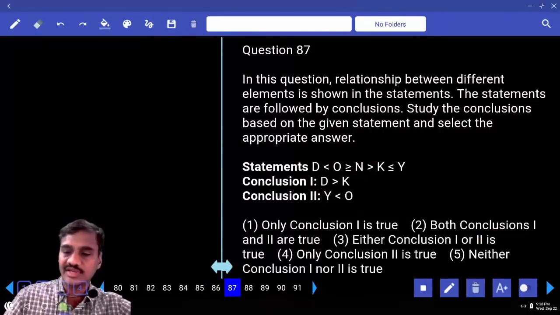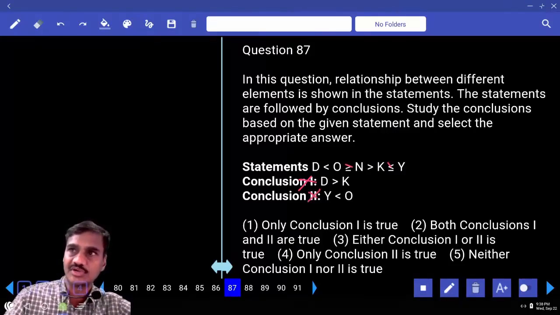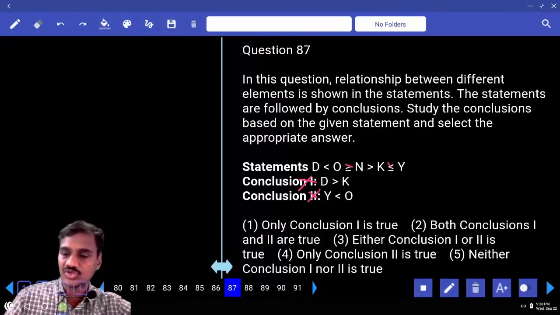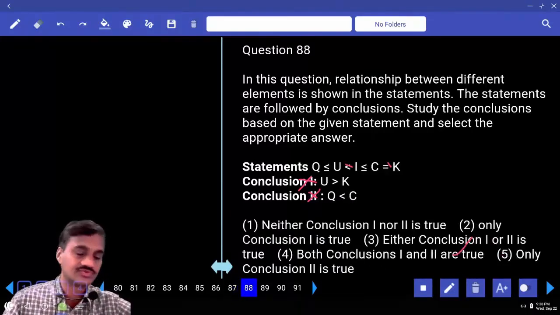87. Now D and K. Now between D and K, two opposite symbols. No relation. And Y and O. Between O and Y, greater than, lesser than, two opposite symbols. No relation. Hence neither one nor two. Neither one nor two, choice 5. 87, it is choice 5.